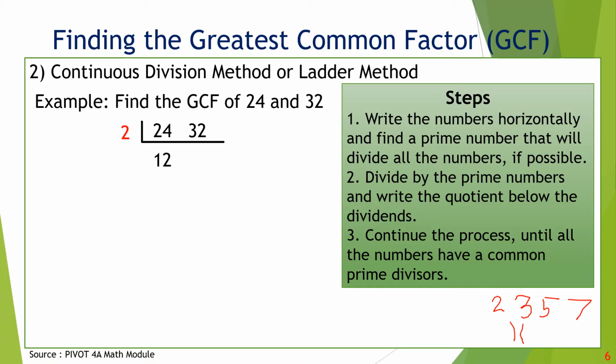Then, isulat po natin yung kanyang quotient sa baba. 24 divided by 2 is equal to 12, and 32 divided by 2 is equal to 16. And then, repeat the process. Ang 12 ba at saka 16 ay divisible pa rin siya sa 2? Okay, yes. So, divide by 2. So, 12 divided by 2 is equal to 6. And 16 divided by 2 is equal to 8.